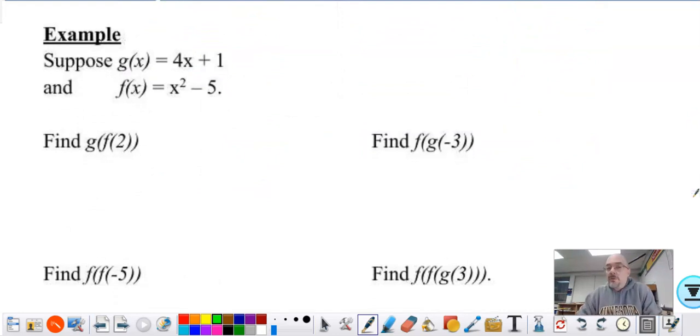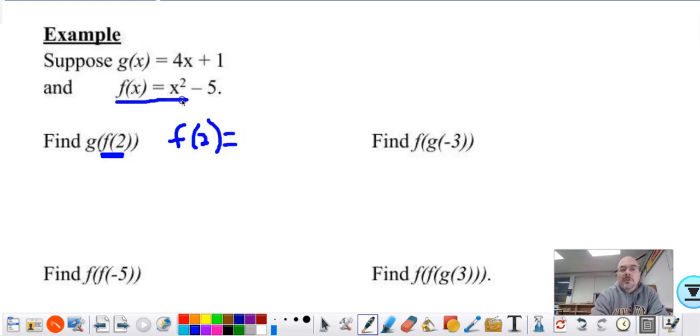So you notice we have the two functions up here, g of x, which equals 4x plus 1, and f of x, which equals x squared minus 5. Now, remember what I said earlier, we always start on the inside. So we're going to start with f of 2. So f of 2 equals. Now, here's our f of x, folks. I'm going to replace the x with a 2. So I'm going to go 2 squared minus 5.